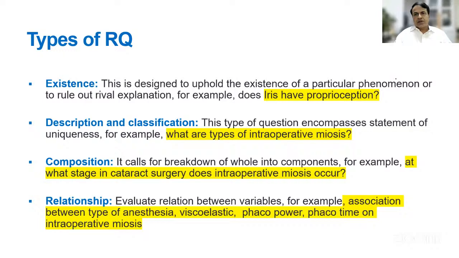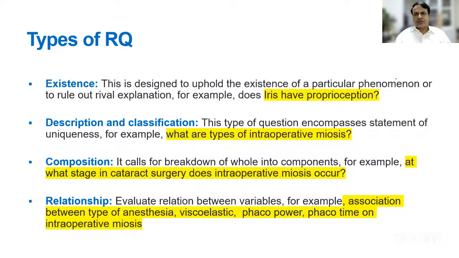Existence. For example, if you're looking at intraoperative miosis in a patient undergoing cataract surgery, you may want to question the dogma of whether the iris has proprioception or not. Description and classification: what are the types of intraoperative miosis? If you go into the question of composition: at what stage of cataract surgery does intraoperative miosis occur? That could be a study question.